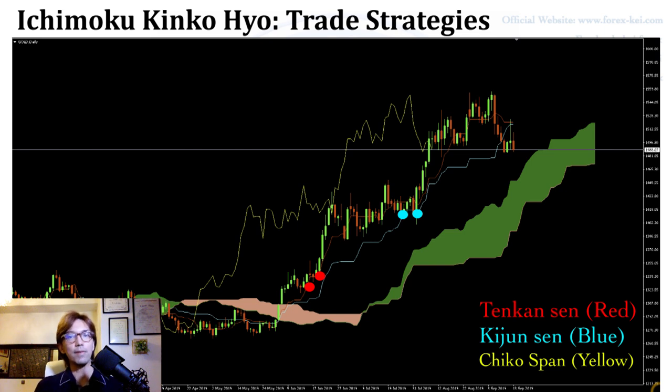Or if you don't have any buy positions, wait until the price is supported by the Tenkan Sen or Kijun Sen, and then think to place buy, right?